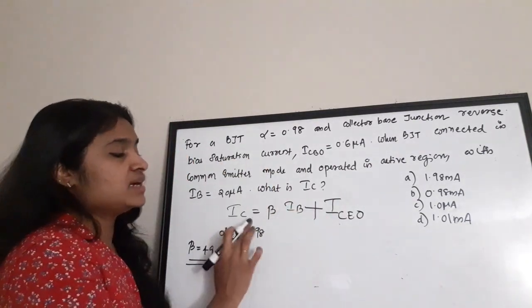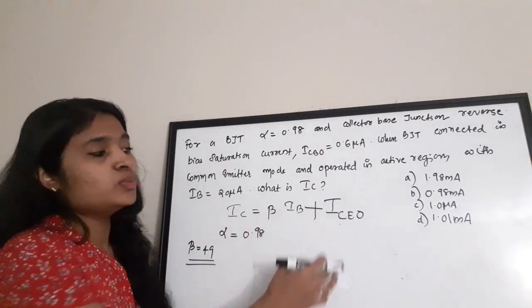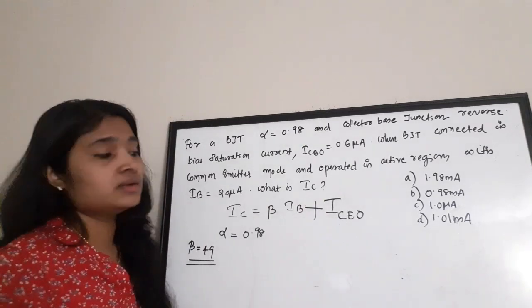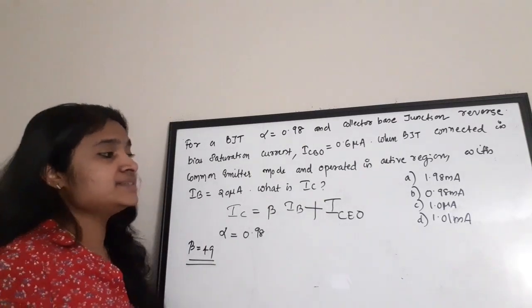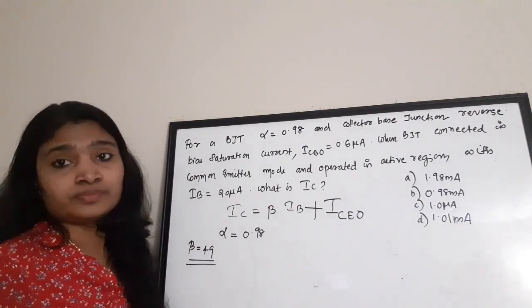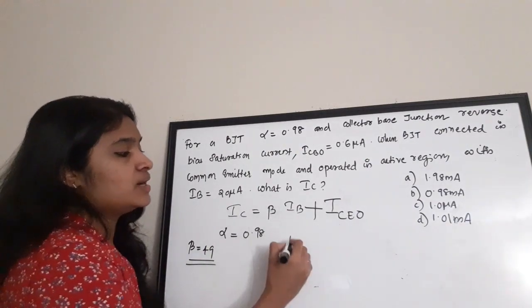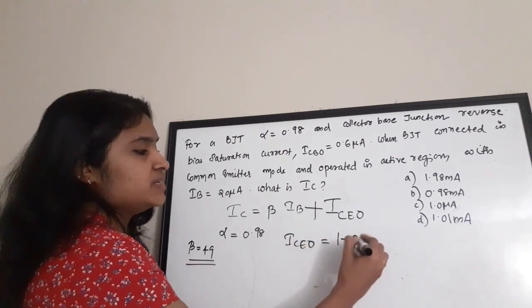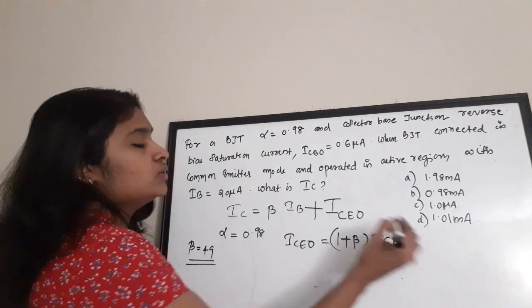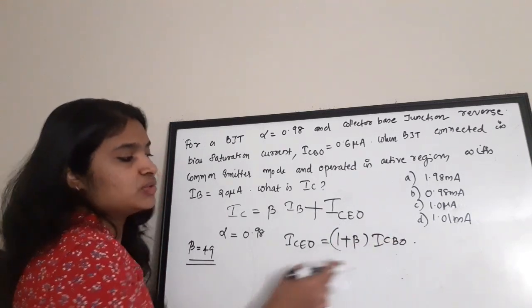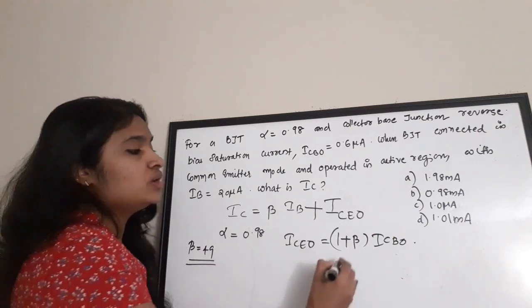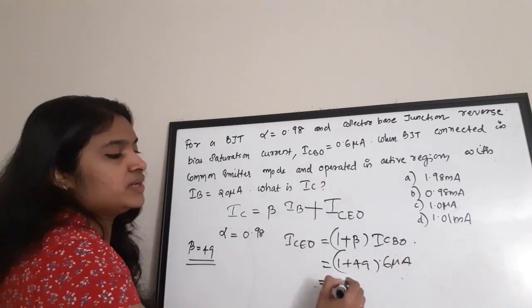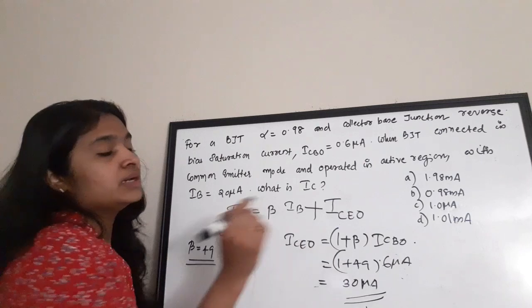That is, IC equal to beta IB plus ICEO, which is the collector to emitter reverse bias saturation current. Now, what is the relationship between ICEO and ICBO? ICEO, that is collector to emitter reverse bias saturation current, is equal to (1 plus beta) into ICBO. Now, directly we have beta also, ICBO also. So, we can find the value of ICEO, right? So, (1 plus 49) into, sorry, 0.6 microampere. So, it will be equal to 30 microampere you will be getting as a value.